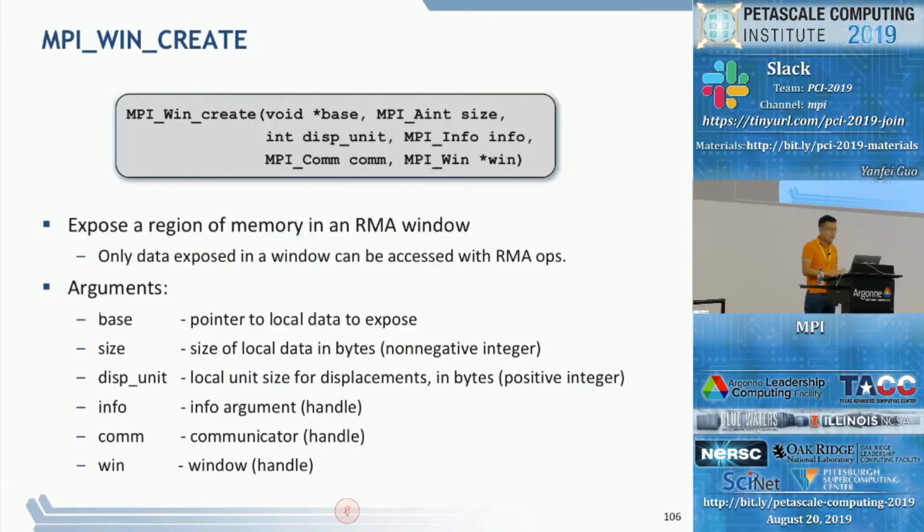Okay. So the next model is WinCreate. It's pretty much the same, right? You still have to specify the size and displacement unit and whatnot. But here the pointer became an input argument, which means you have already allocated this memory buffer, and you just grab that pointer and put it here, and that would expose that memory buffer in this window.